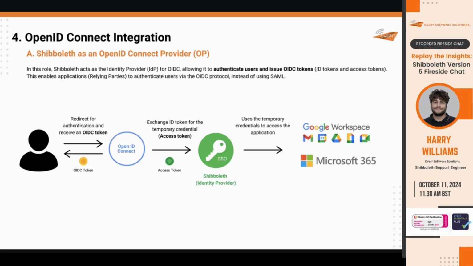So the first method being Shibboleth as an OpenID Connect provider. In this role, Shibboleth acts as the IDP for OpenID Connect, allowing it to authenticate users and issue OpenID Connect tokens. This enables applications or relying parties to authenticate users via the OpenID Connect protocol instead of using SAML.